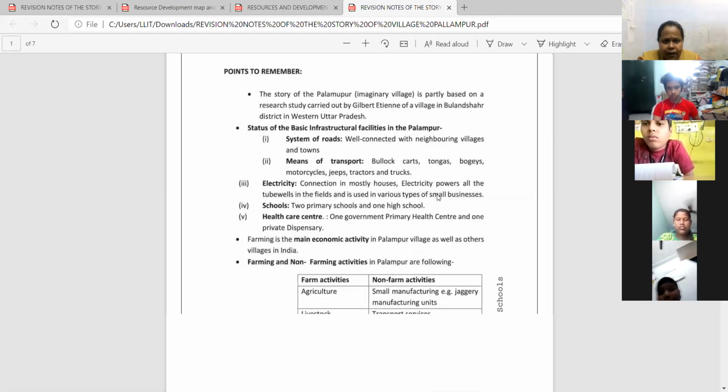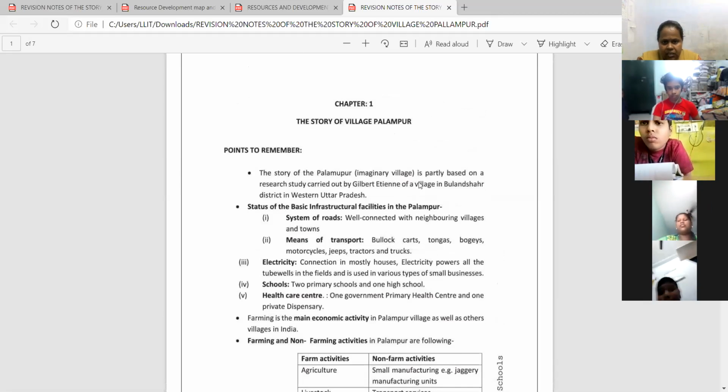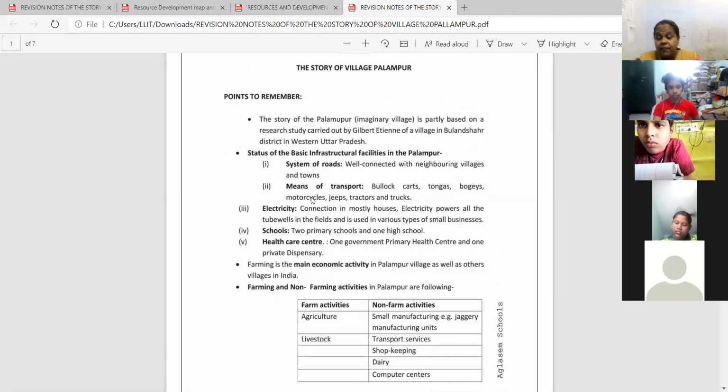The story of village Pallampur is an imaginary village. It is partly based on the research study carried out by Gilbert Etienne of a village in Bulandshahr district in western Uttar Pradesh. Now they are stating where is the place? It is an imaginary village. Okay. Status of basic, what is the real status?